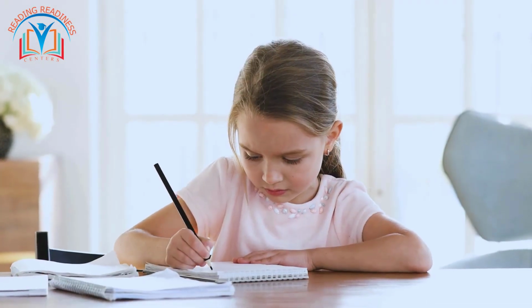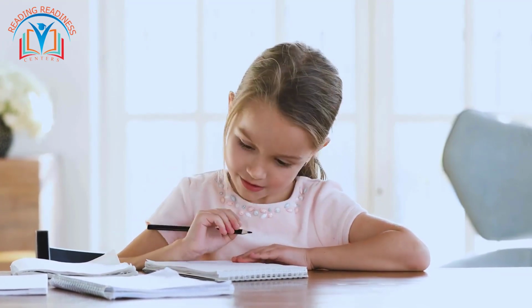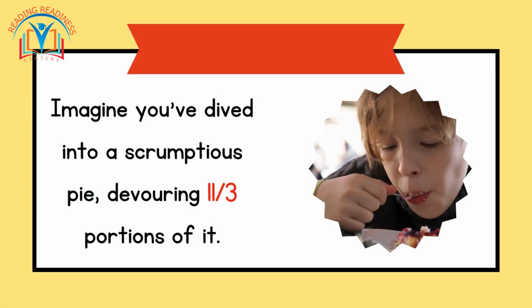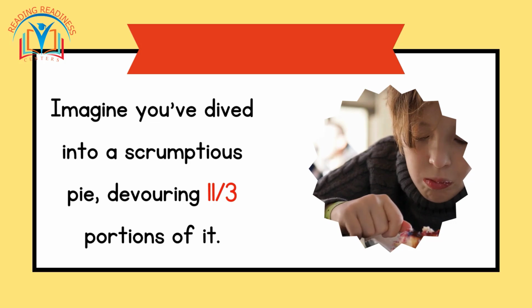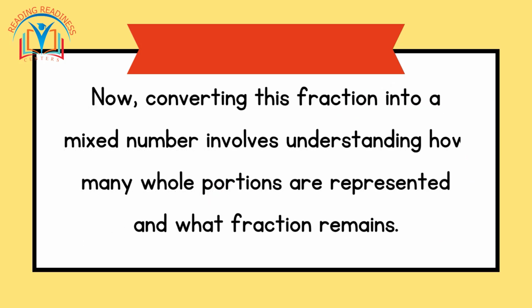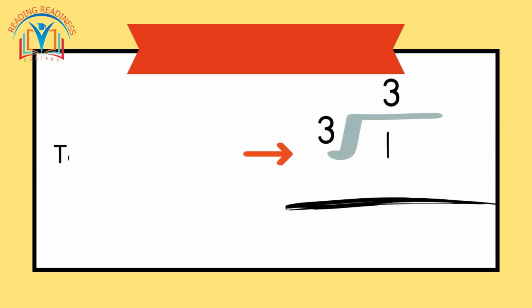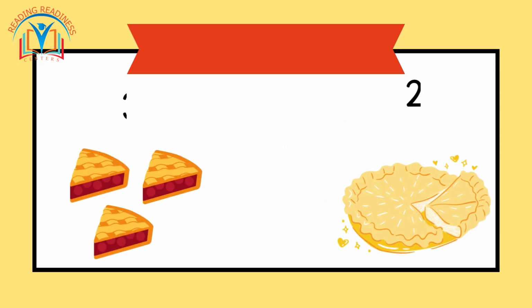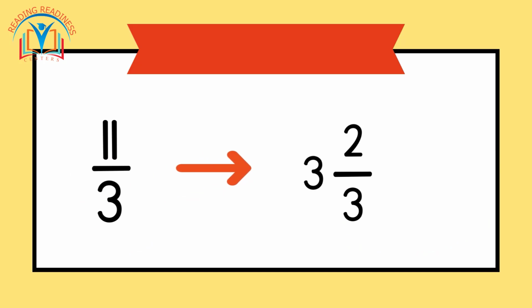Let's further explore the intriguing process of converting fractions to mixed numbers with another example. Imagine you've dived into a scrumptious pie, devouring 11/3 portions of it. Now, converting this fraction into a mixed number involves understanding how many whole portions are represented and what fraction remains. To break it down, 11 divided by 3 equals 3 with a remainder of 2. This implies you have 3 whole portions of the pie, and an additional 2/3 of a portion is left. Therefore, the mixed number representing 11 divided by 3 is 3 2/3.